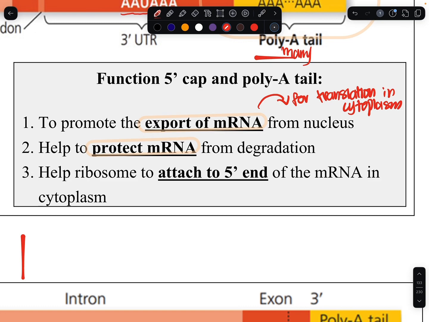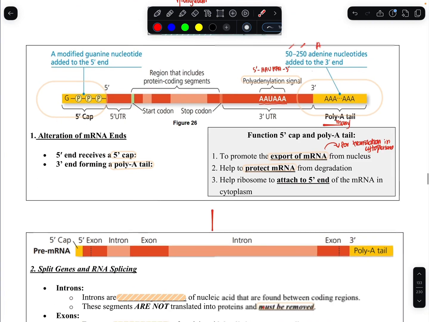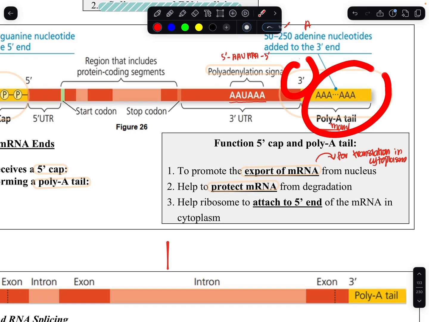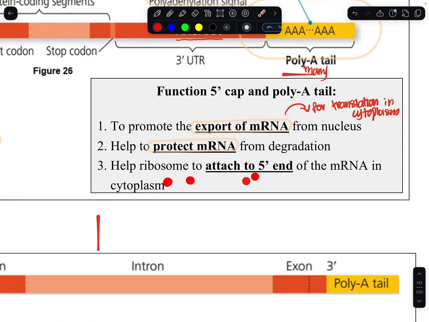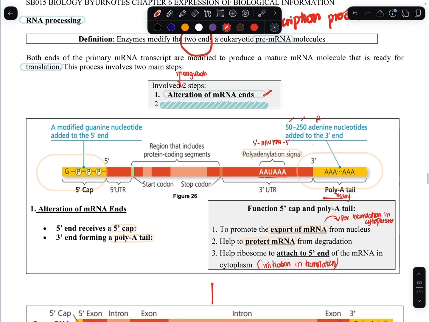Help to protect mRNA from degradation. So basically, when mRNA kan keluar daripada nukleus, dekat cytoplasm tu terlalu banyak enzim. So the enzyme actually can degrade the mRNA. Degrade bermaksud memusnahkan mRNA itu. Kita tak mau dia musnah. That's why lah kita tambah keselamatan di sini. Kita tambah 5' cap dekat 5' end and we add poly A tail at the 3' end. Okay? And the last one, help ribosome to attach to 5' end of mRNA in cytoplasm. So this has to do with initiation stage in translation. Next video Miss akan ajar. Okay, so this is all about the first one, alteration of mRNA ends.